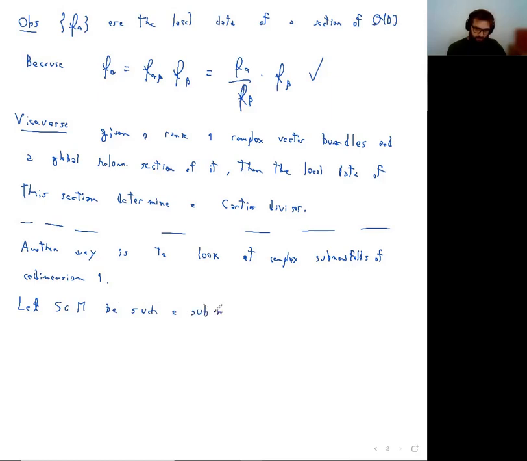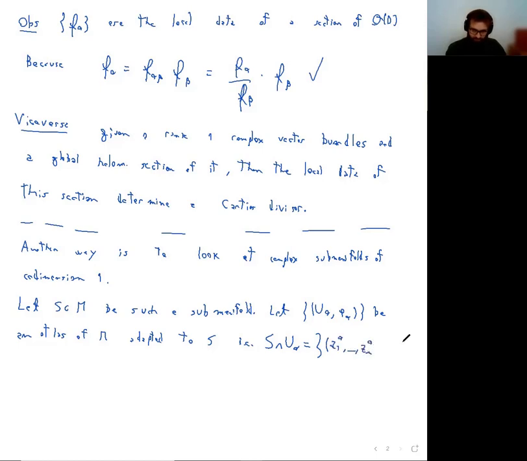Such a submanifold. And let's take an atlas of M adapted to S. So let's recall what this means. It means that if you look at S intersected U alpha in the intersection and you apply phi alpha, but this is something that you kind of never write.